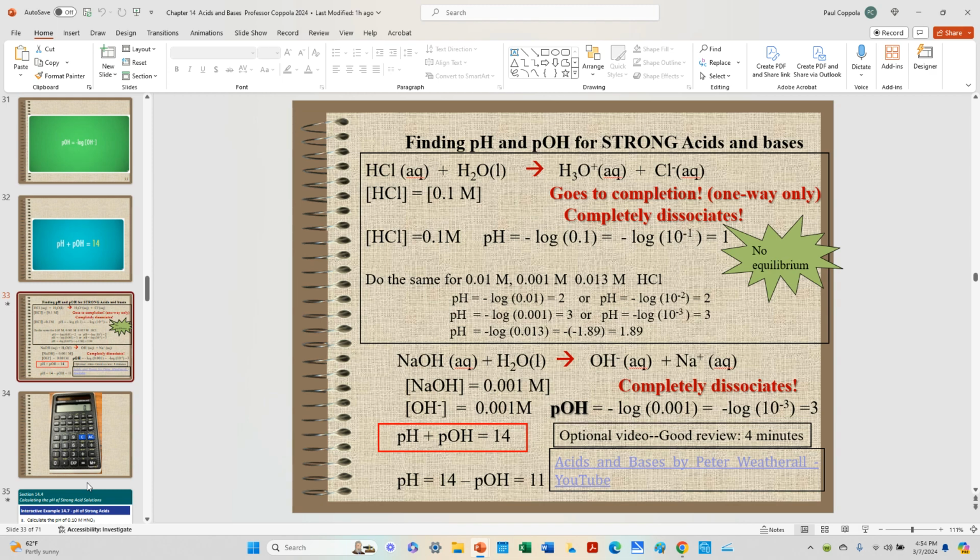This is slide 33. So this is just reviewing what we did for a strong acid or a strong base. For a strong acid, the pH is the negative log of the concentration of the H+. And for a strong base, the pOH is the negative log of the concentration of the OH-. And remember that pH plus pOH equals 14. So if you're starting with a base and you want to know the pH, first you have to get the pOH, and then you use this equation. Okay, then we go to slide 40.